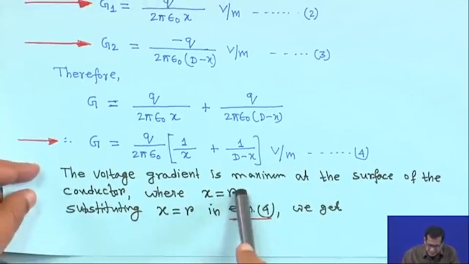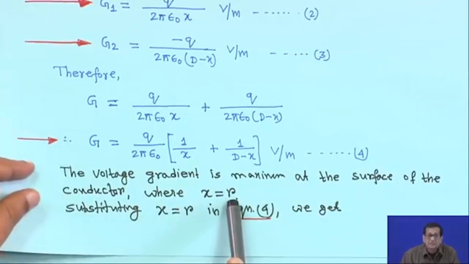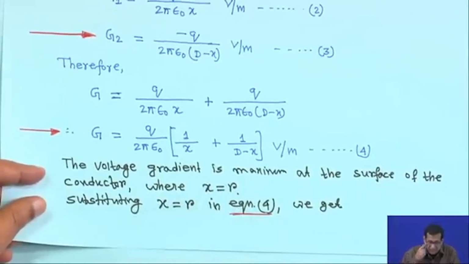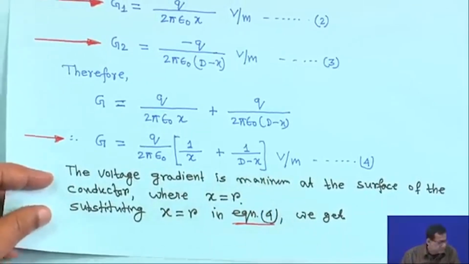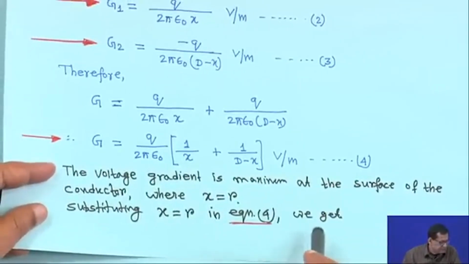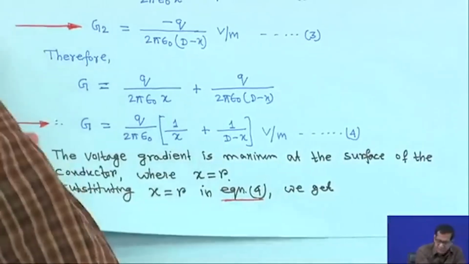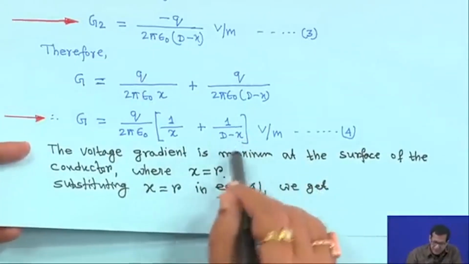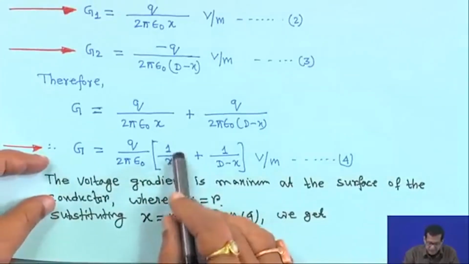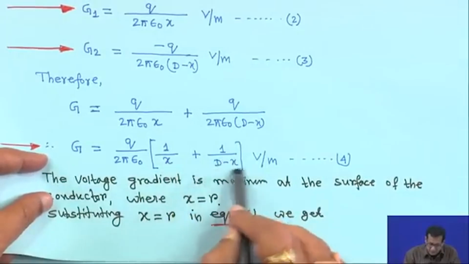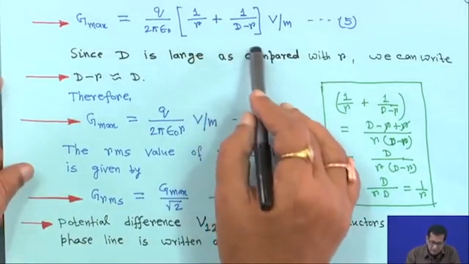Now, the voltage gradient is maximum at the surface of the conductor where x is equal to r. This we have seen for cable also: at x is equal to r the voltage gradient is maximum. So, if you substitute x is equal to r in this equation, because it is maximum, it will be 1 upon r plus 1 upon d minus r volt per meter.